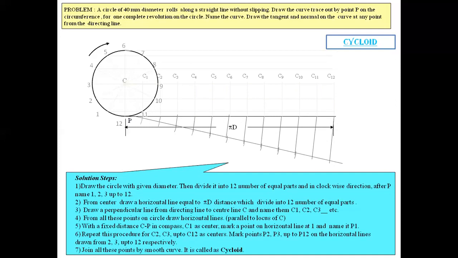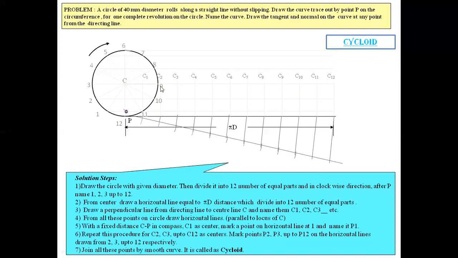After that, take a distance CP, meaning the radius of the rolling circle. Take the distance CP on the compass with center point C1. From center point C1, with radius equal to CP, mark an arc on the number 1 line. This is our first point. After that, follow the same procedure for all the 12 points.